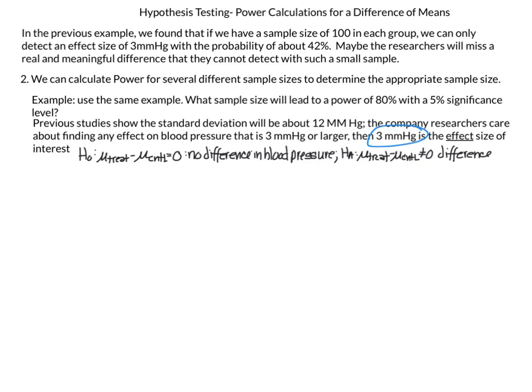We're going to use the same example, and we want to know what sample size will lead to a power of 80% with the 5% significance level. And again, we have our 12 mmHg as our standard deviation. We care about 3 mmHg for the effect size. We have our null hypothesis here.